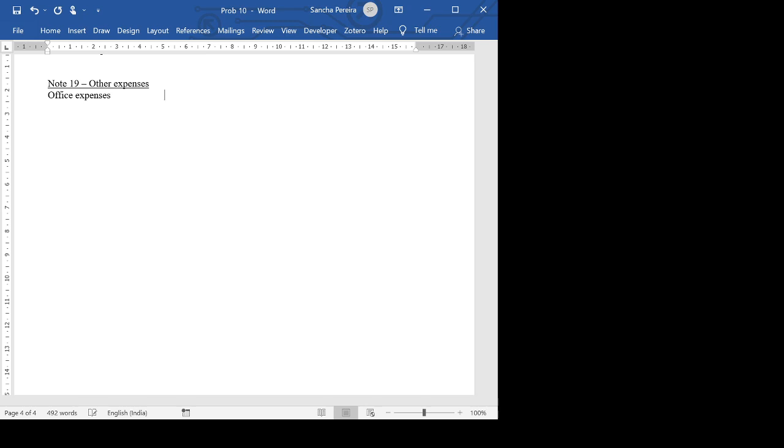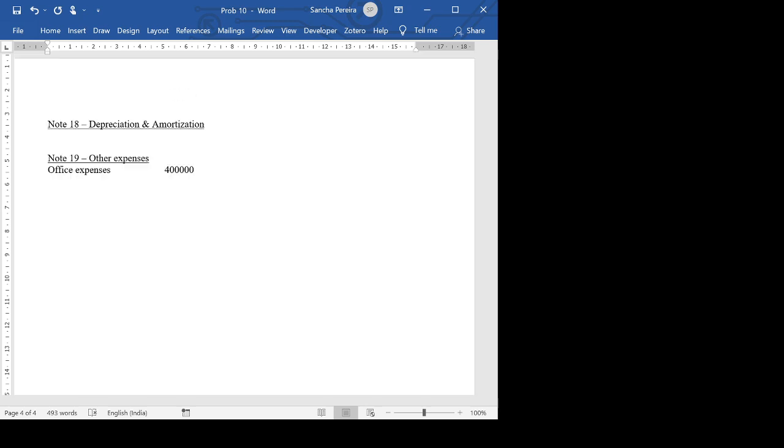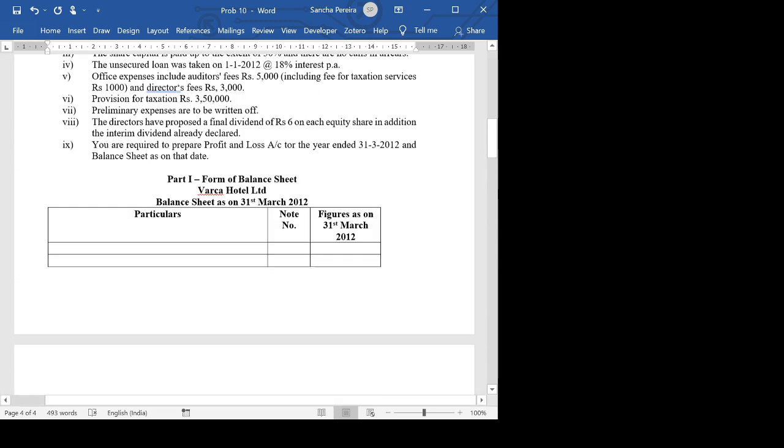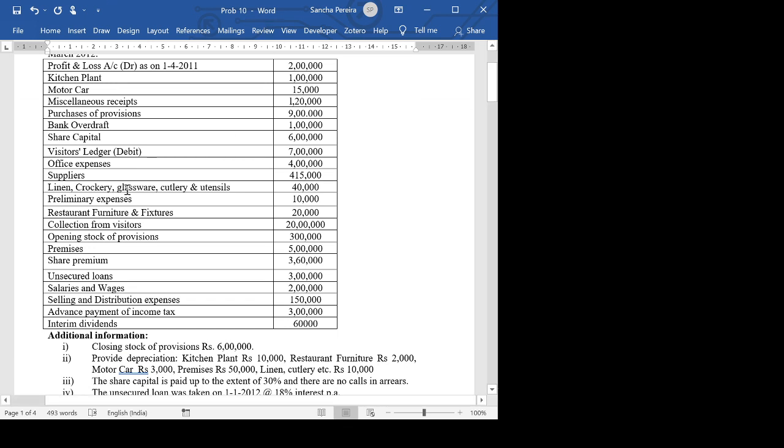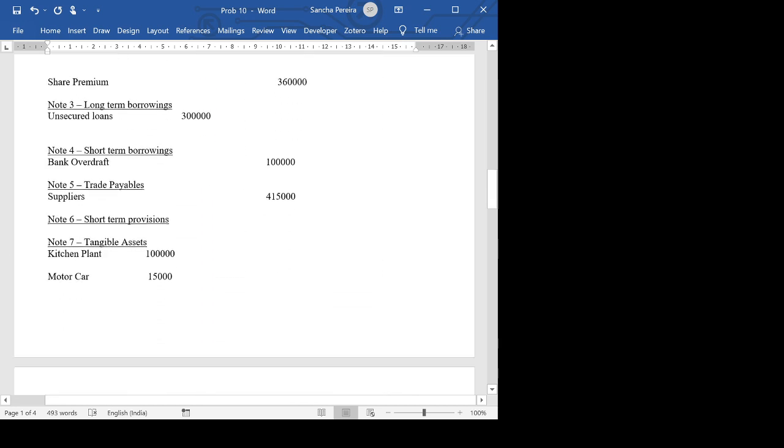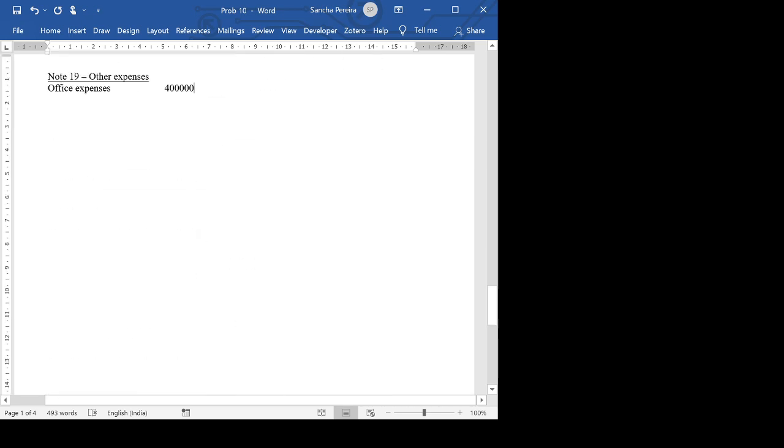Okay, I think that's the only thing if I'm not mistaken. Office expenses 4 lakhs. Preliminary expenses also come there, but I will come to that when we come to the adjustments. We have another thing here. Selling and distribution expenses 1,50,000. That's it.